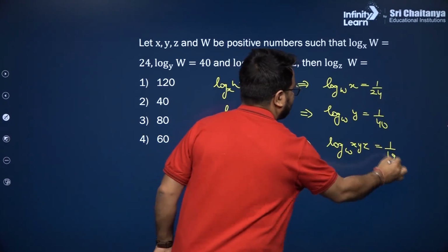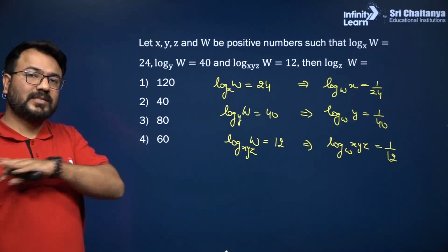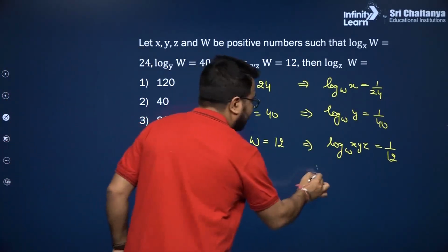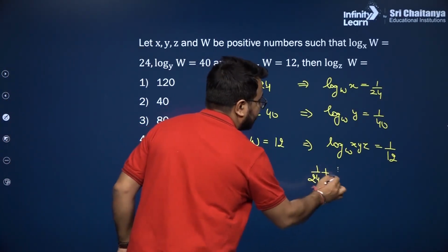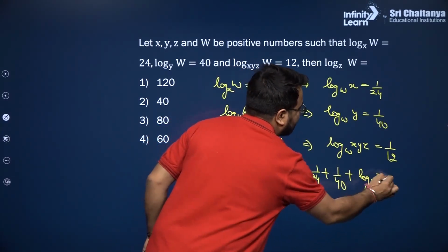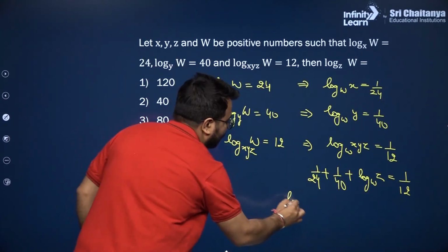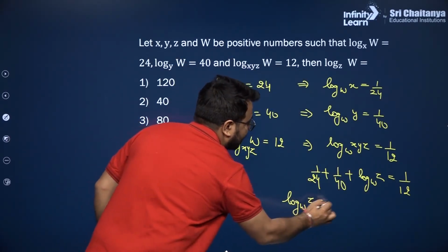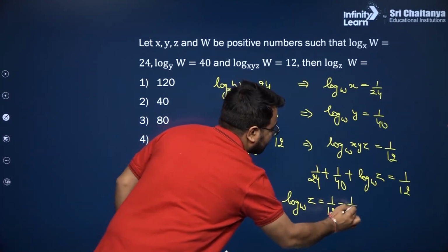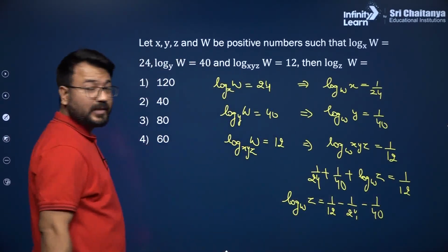Now we know that log xyz will be log x plus log y plus log z. The log x value we already know, the log y value we already know, and log z to the base w will be equal to 1 by 12 minus 1 upon 24 minus 1 upon 40. I hope this is also clear to you.